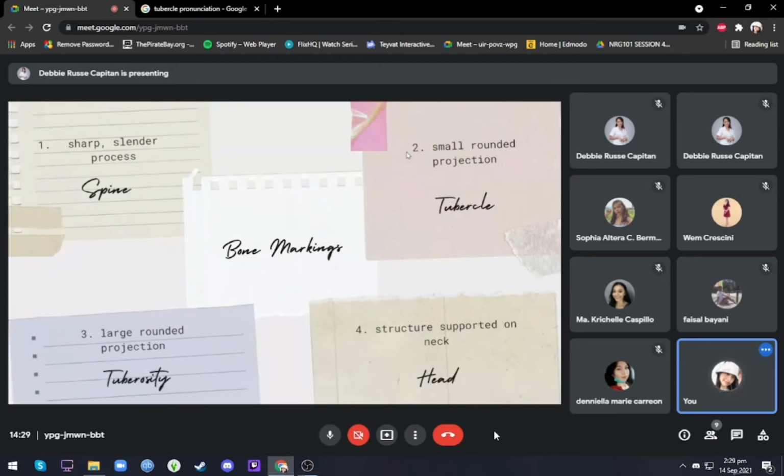Number one, sharp and slender process. Our answer is spine. Number two, small rounded projection. This is the tubercle. Number three, large rounded projection, the tuberosity. Number four, structure supported on neck. This is the head.